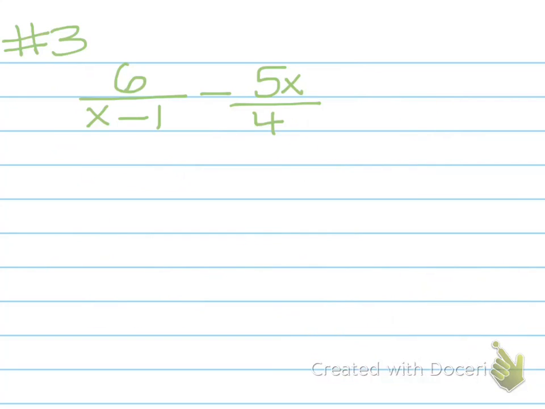Okay, so now we have an example which has unlike denominators. So they're two completely different denominators. So what we need to do is form an LCD between the denominators. LCD stands for the lowest common denominator. A lot of times this will happen, but our LCD is going to turn out to be our two denominators multiplied together. So 4 times x minus 1.